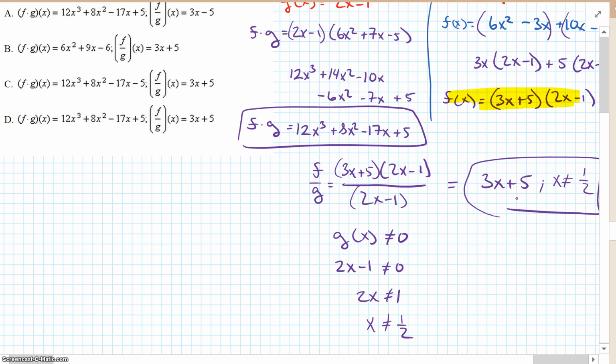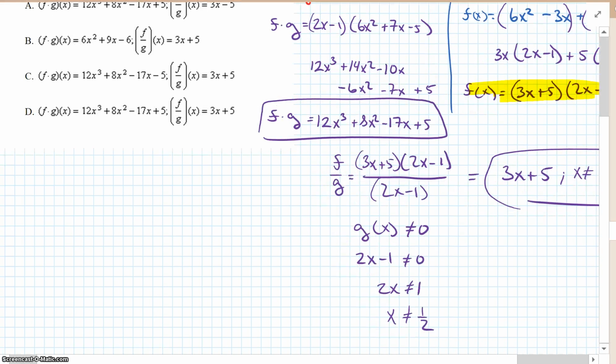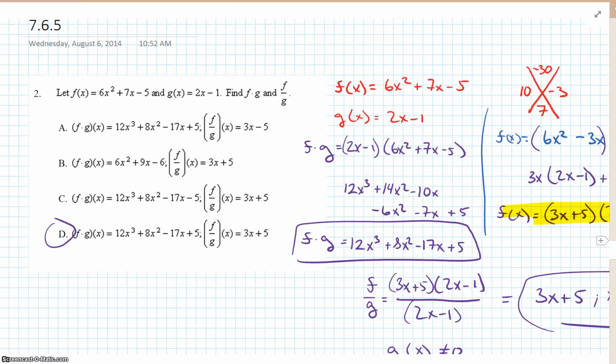So I have the product of the two, 12x cubed plus 8x squared minus 17x plus 5, and the quotient is 3x plus 5. Okay, so the answer would be D. Moving on.